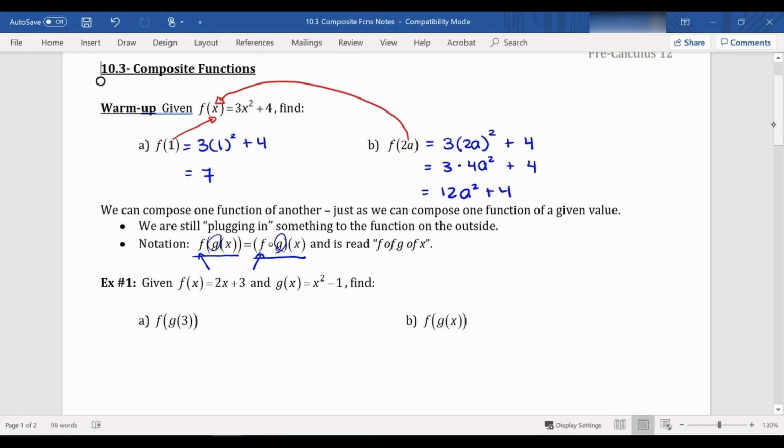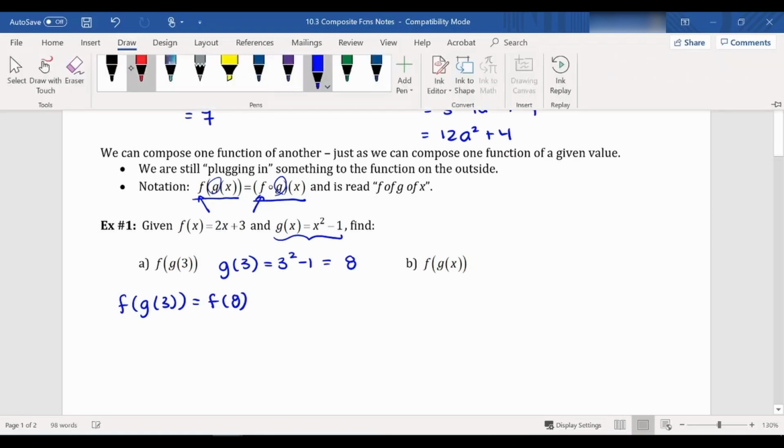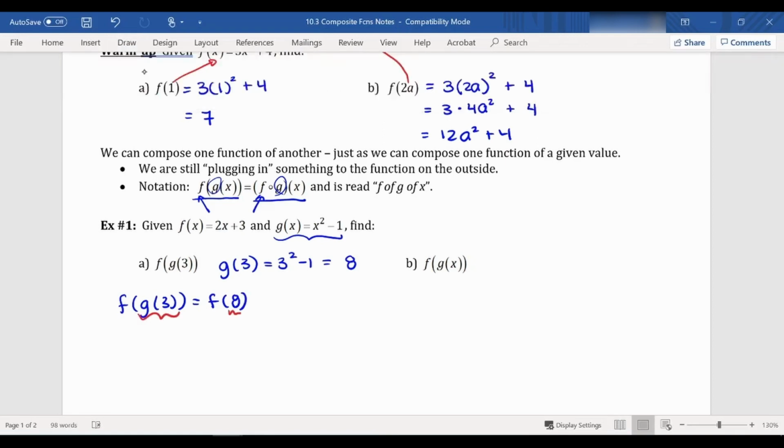First, if I want to find f of g of 3, the easiest way to do this is to find g of 3 first and then plug that in. So g of 3 would be 3 squared minus 1, because my g of x is x squared minus 1, which gives me 8. So what this means is that if I want to find f of g of 3, I'm really finding f of 8, because g of 3 equals 8. Now f of 8 would be 2 times 8 plus 3, or 16 plus 3, or 19.